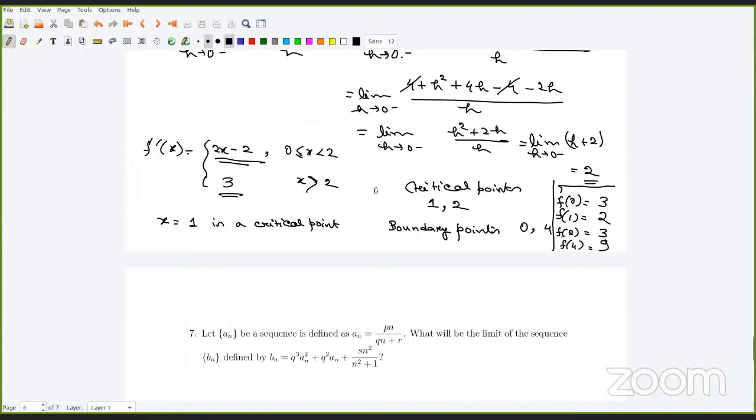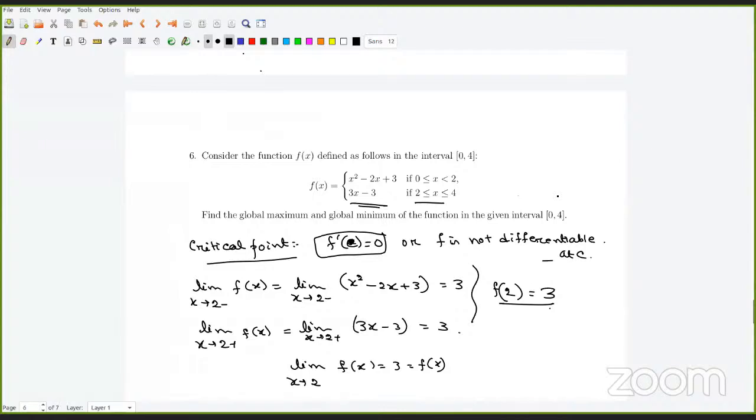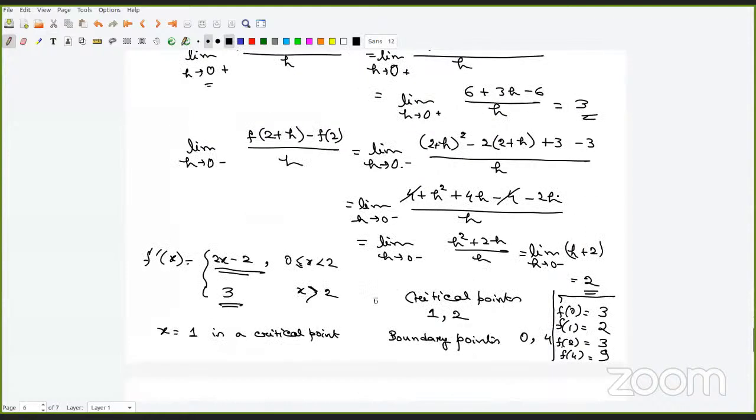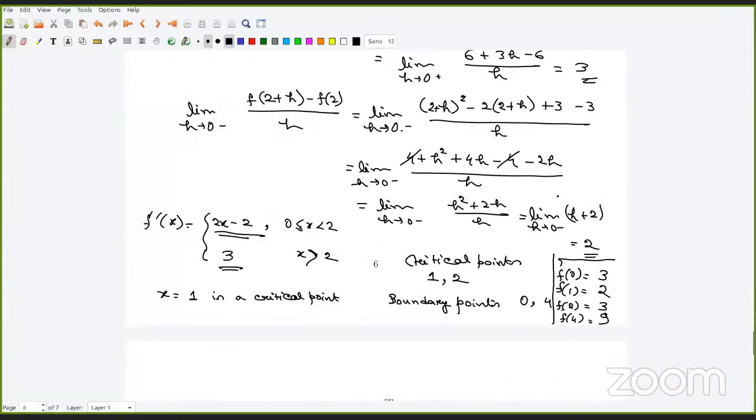Sir, do we have to double differentiate the function? No. If we want to check only for the global maximum or minimum, we don't have to go to the double derivative. For global ones, we just find the value of the function at the critical points and the boundary points, and check the minimum value of the function at those points. That is the global minima, and the maximum is the global maxima. So at x equal to 4, this is global maxima.